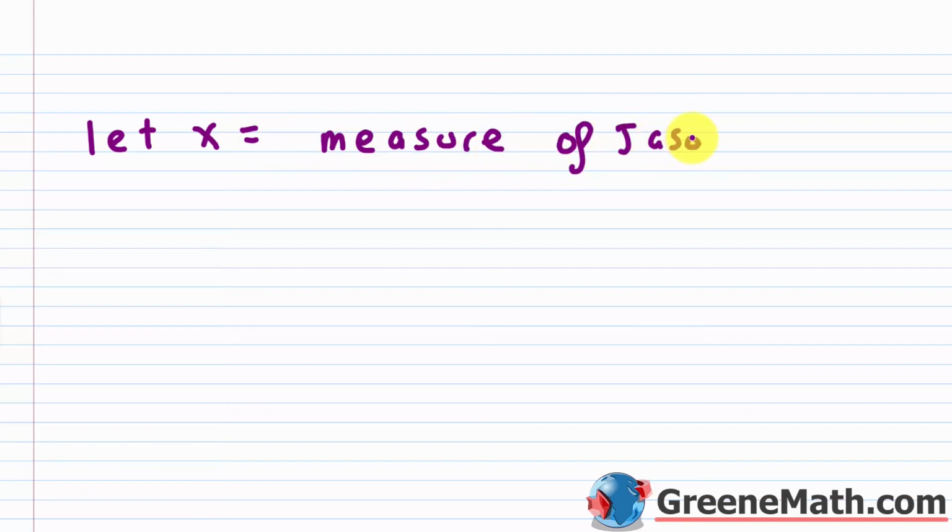We're going to let x be equal to the measure of Jason's ladder, and of course this is going to be in feet. I'm not going to write feet every time. I'm just going to work with the number parts. We're just going to understand that we're working with feet.